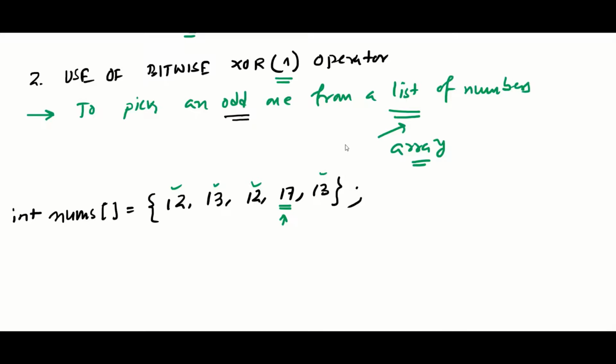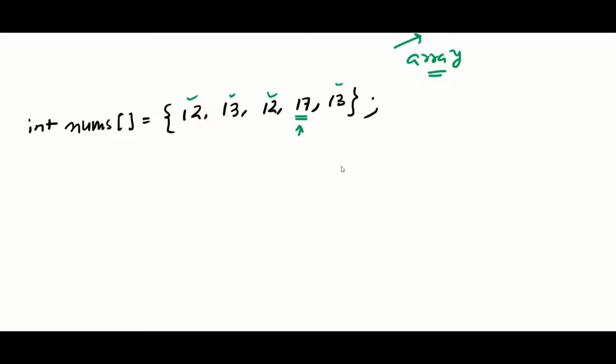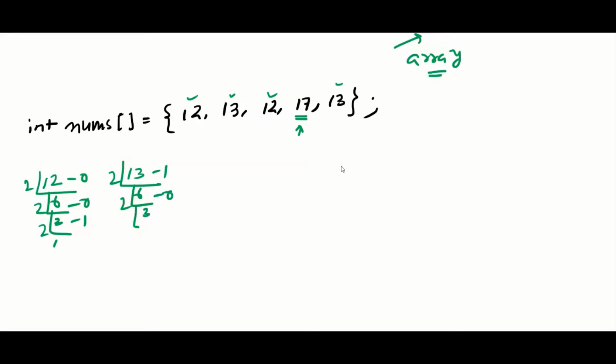Now let's see how we can do this. First of all, let us identify the binary of each number. Let's find the binary of 12. Now let's find the binary of 13. Now let's find the binary of 17.